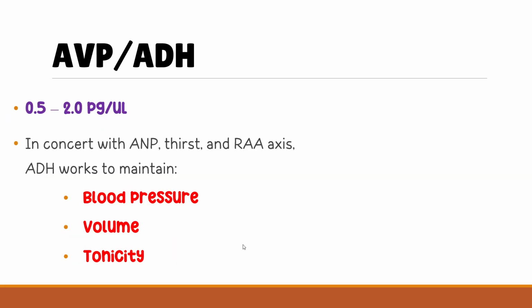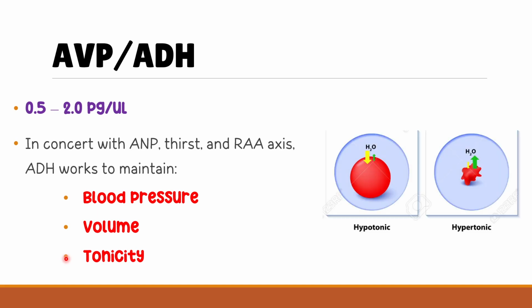Next, the ADH normal range is around 0.5 to 2 picograms per microliter, and it works in concert with your ANP, your thirst, and your RAAS. There are three things that your ADH will try to maintain: your blood pressure, your volume, and your tonicity. We've already discussed blood pressure and volume, so how about tonicity? Tonicity refers to the ability of the surrounding fluids to cause your cell to either gain or lose water. Remember your hypotonic and your hypertonic.